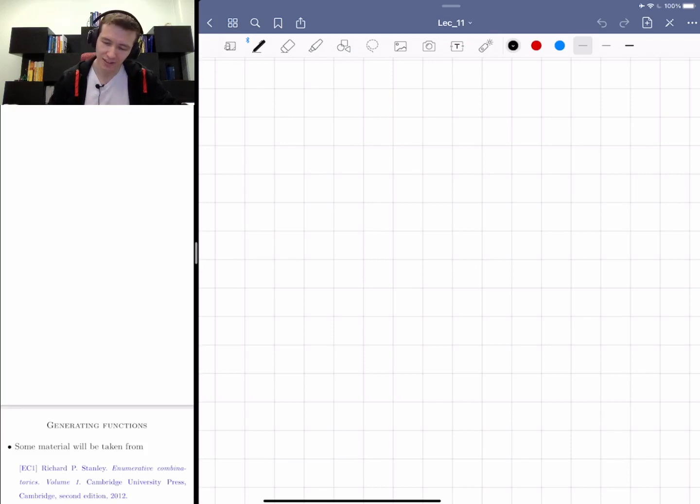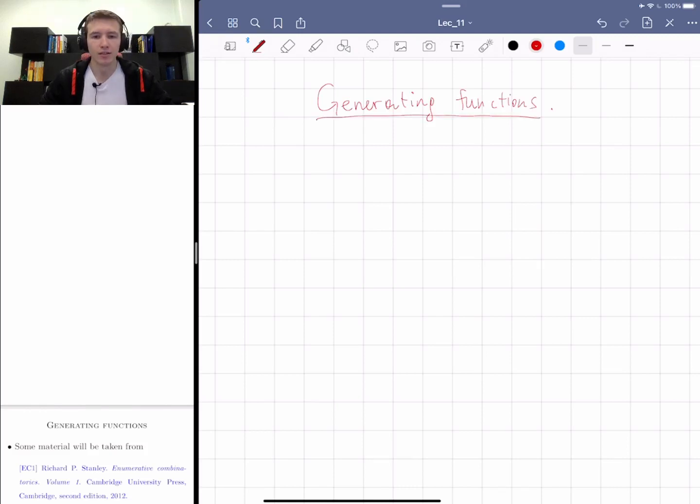And yeah, so today we have a new subject, which is generating functions. It's going to be a little bit more abstract, especially in the beginning, but I think that's worth it. We're still interested in counting things, but using a new tool.